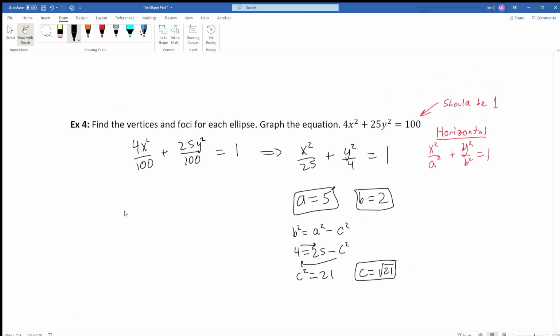Well, let's go ahead and try to graph this equation. Since it's horizontal, my a is going to take me from my center out on the x-axis. So that's going to give me a vertex at 5, 0. That's one vertex. And then my other vertex is going to be negative 5, 0. And since b is 2, I'm going to go along my y-axis, a distance of 2.